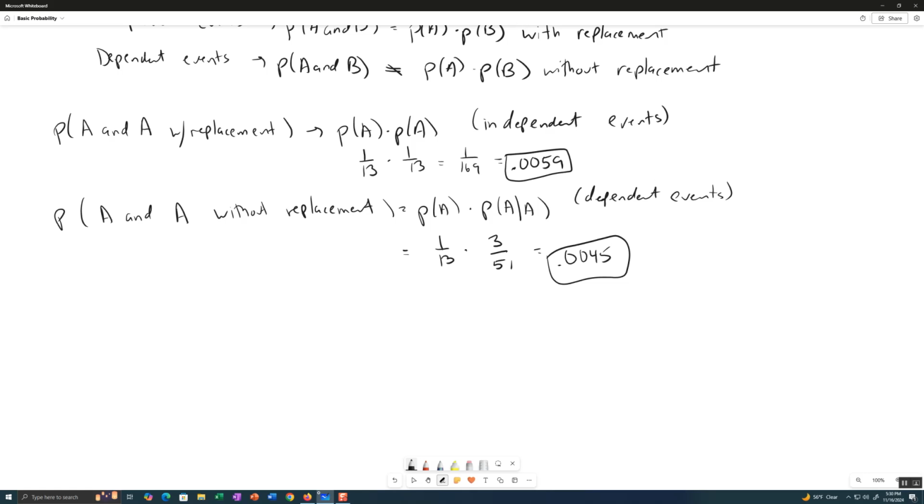Now you may see multiple trials where I'm not talking about getting in a particular order. So far I've been doing ace first, ace second in that order. Sometimes I'm not interested in order. I'm just interested in total number of successes, right? Not in a particular order.